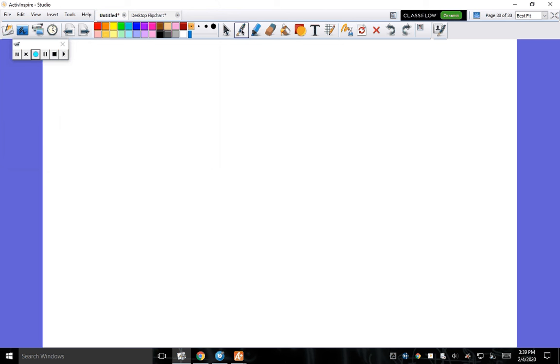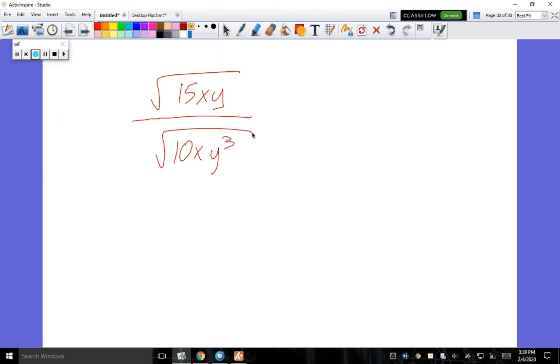Here we go. 15xy is underneath the square root, and we're going to divide by 10xy cubed underneath the square root, and a 3 is multiplied outside.